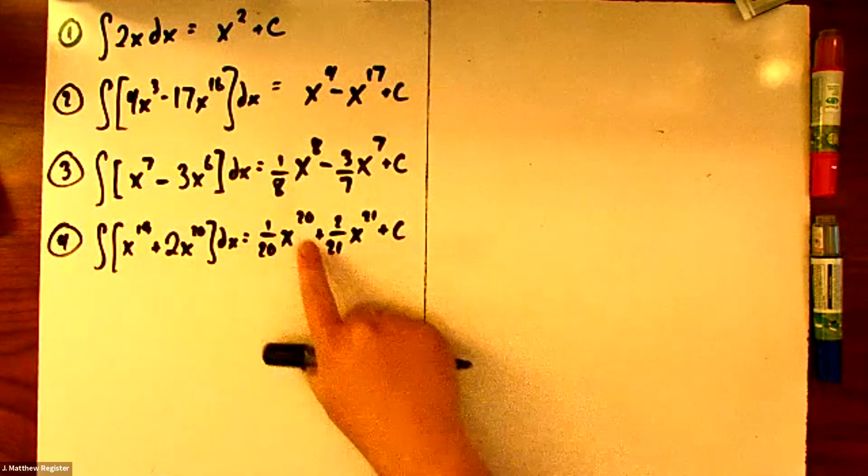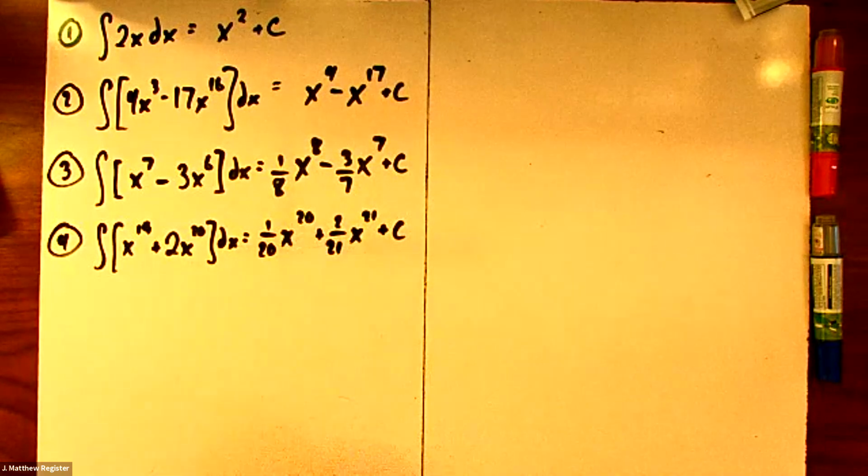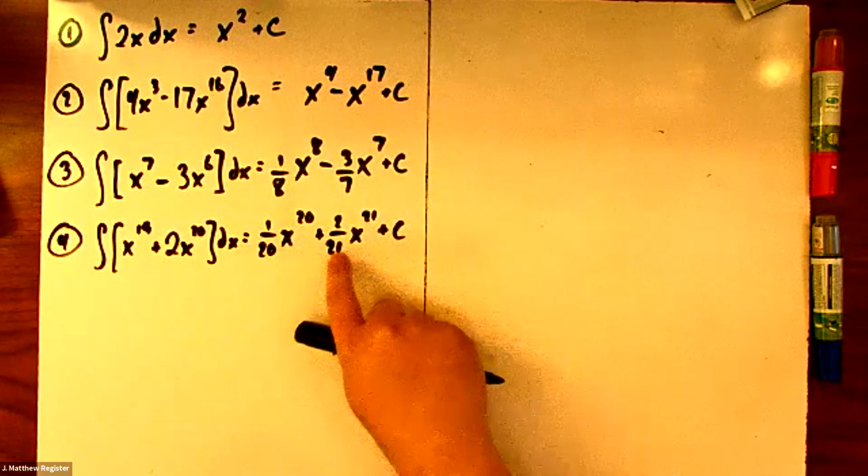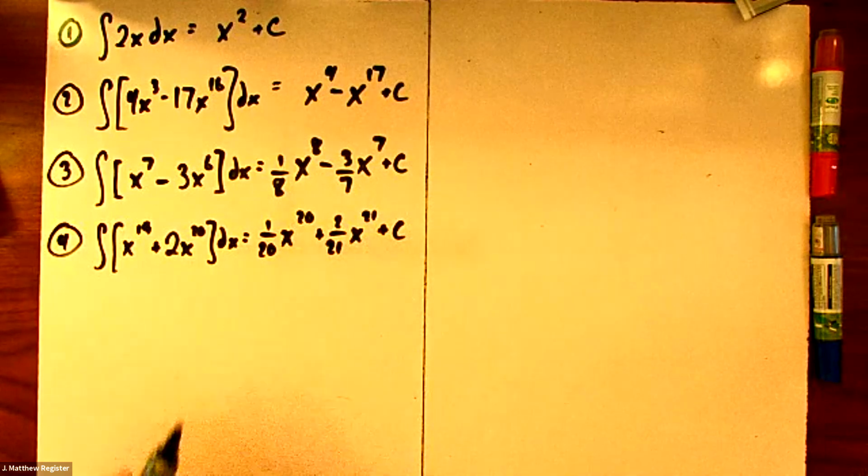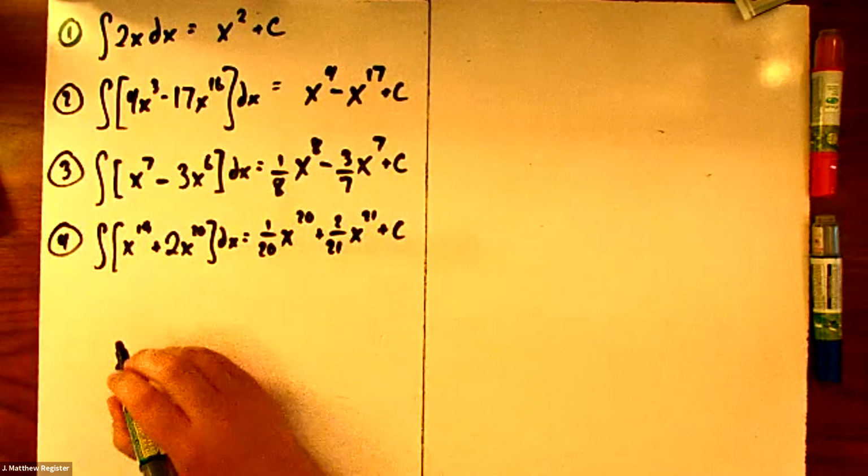And double check. When you take the derivative of this, the 20 comes down, you get x to the 19th. The 21 comes down, you get 2x to the 20th. And the derivative of c just goes to 0.